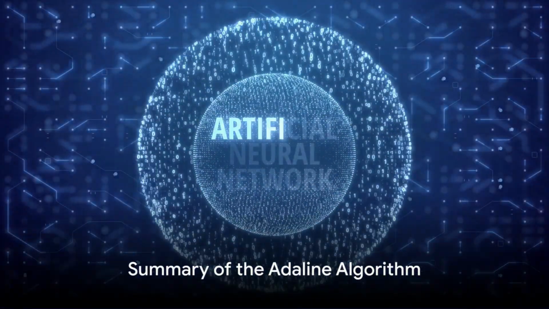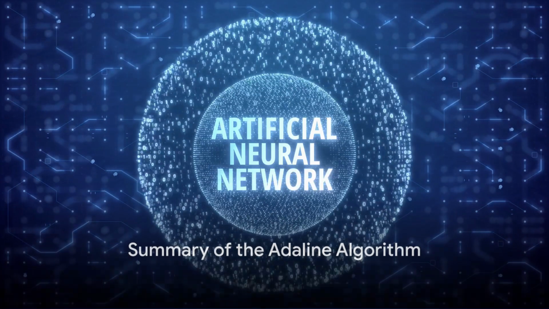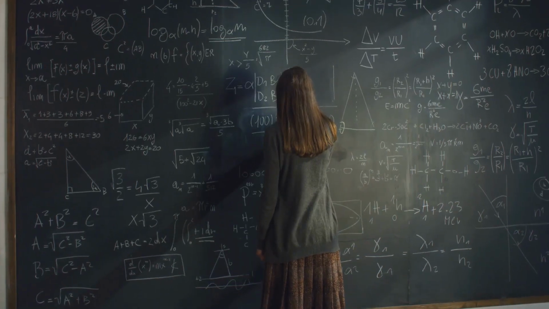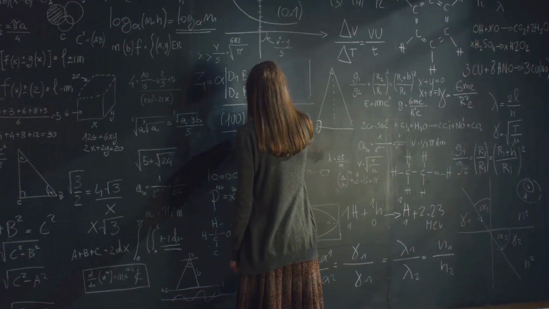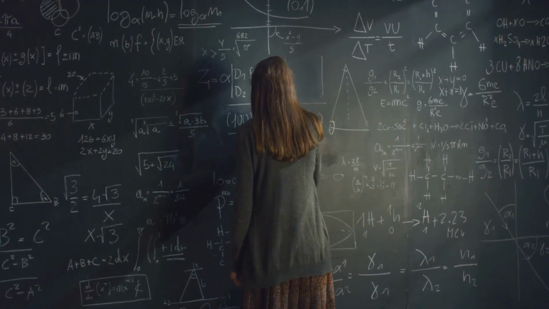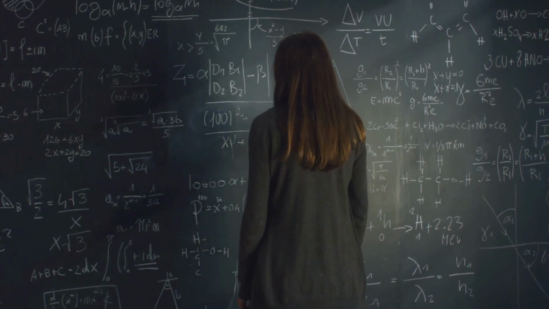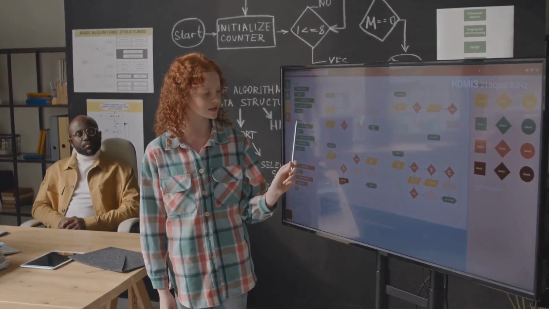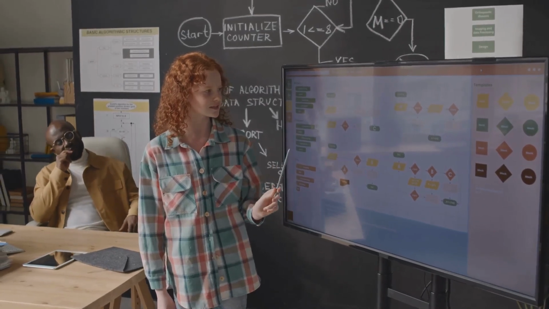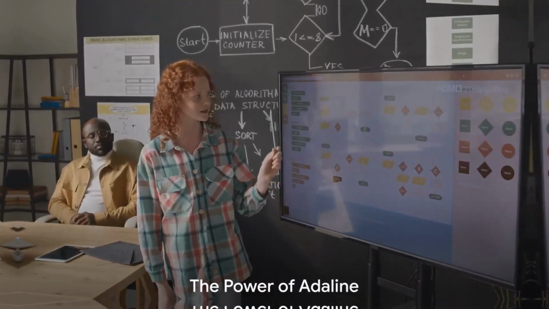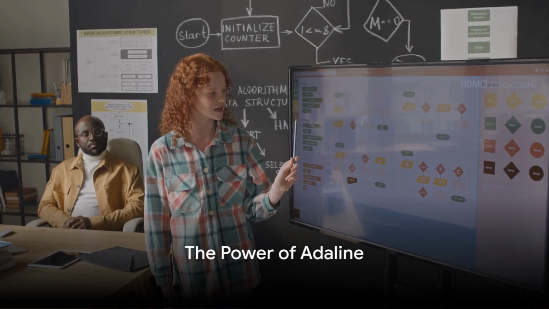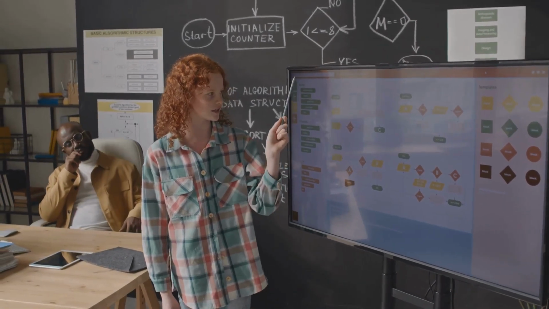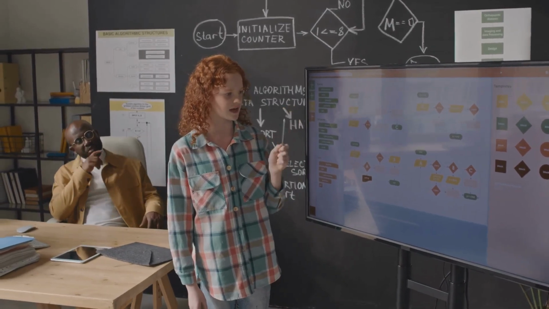To summarize, the Adaline algorithm is a method by which a single-layer artificial neural network learns. It works by initializing weights and bias, calculating the net input, applying a linear activation function, calculating the error, adjusting the weights and bias according to the Widrow-Hoff rule, and iterating this process until the error is minimized. What makes Adaline unique is its use of the Widrow-Hoff rule, which enables it to adjust weights based on the error, leading to more accurate results.